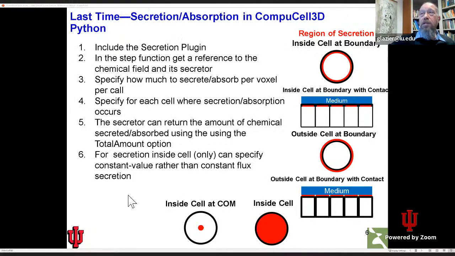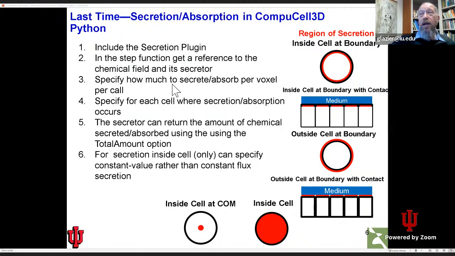And so the cases that we have, we went over in some detail last time. The steps to figure this out, to use Python, would be first we have to define the secretion plugin in the XML, the CC3DML. Secondly, in the step function, we need to get a reference to the chemical field and its secretor.